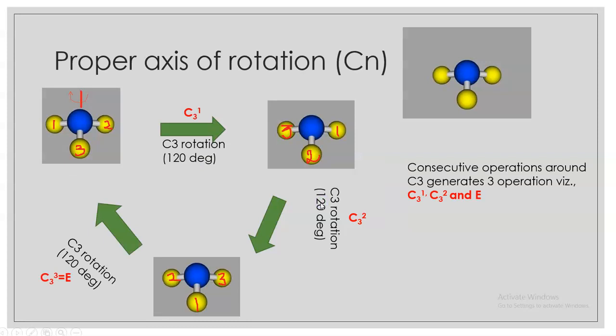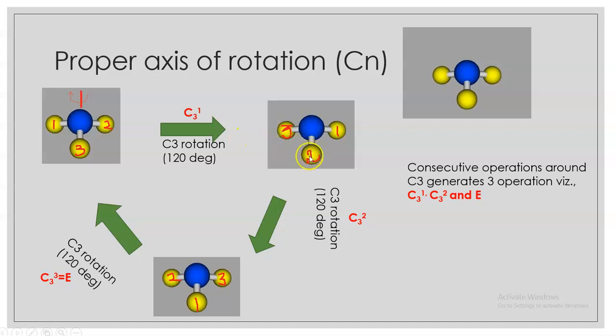Now we will come to the axis of rotation. In this axis of rotation, first of all, let us consider the case of C3 axis of rotation. The C3 axis of rotation generates three particular operations, that is, rotating through 120 degree, that is called as C3-1. When you are rotating through the C3 axis once, what happens? This 3 comes here, 1 comes here and 2 comes here. So this is your new molecule, appearance after performing C3-1.